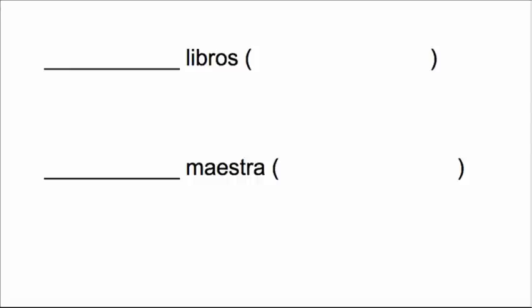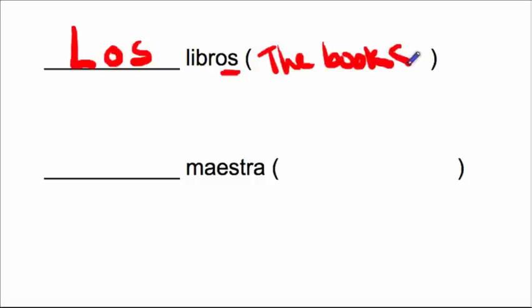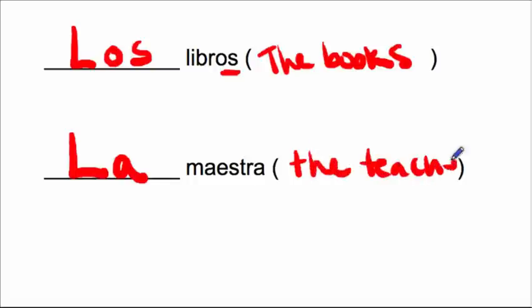So thinking of those definite articles, which one would you use for libros and what would it mean? Which one would you use for maestra, and what would it mean? Take a moment in your head or on your notes sheet to jot that down now. Alright, if you thought los libros, okay, libros is masculine, it's plural, you're correct. The books. For maestra, if you thought la maestra, you're correct. The teacher. And in this case, the teacher is female.